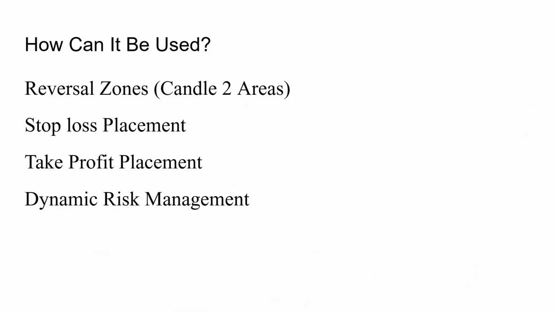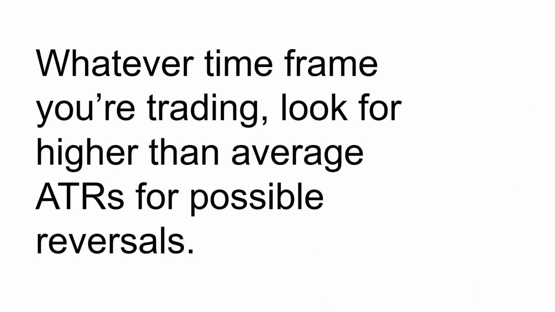So how can it be used? Four main ways. You can use it to find possible reversal zones or candle two areas, high probability areas where candle two could play out. Stop loss placement, take profit placement, and dynamic risk management. So first off, let's go over the reversal zones. Whatever time frame you're looking for a candle three on, you're going to look for a higher than average true range for a possible reversal.